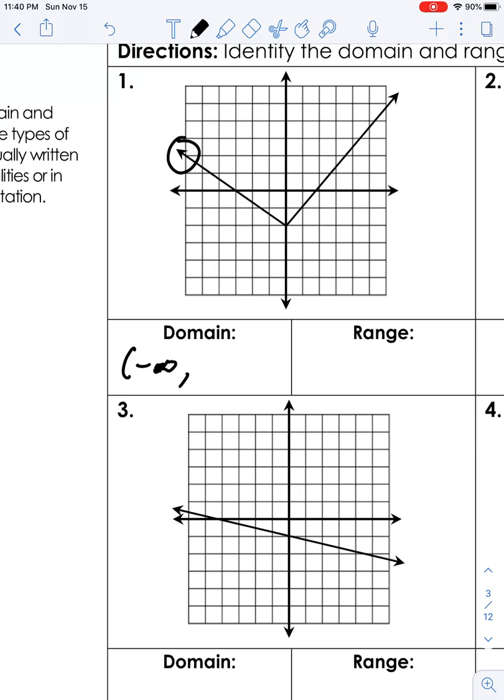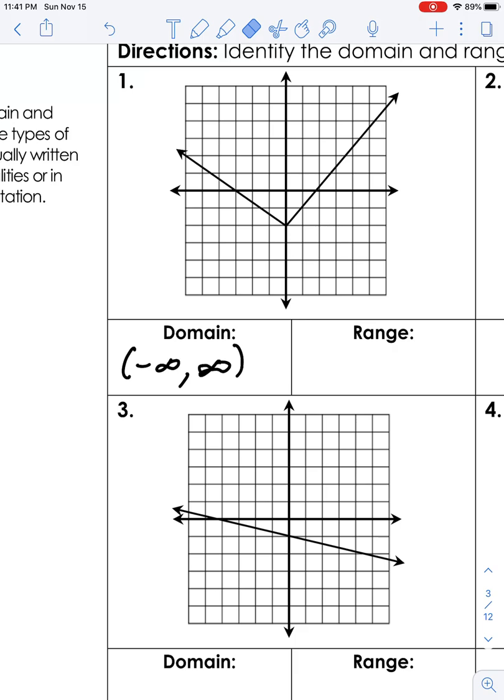Now going the other direction, the far right side of our graph is also an arrow, which is going to be positive infinity, because it's going to the right forever.